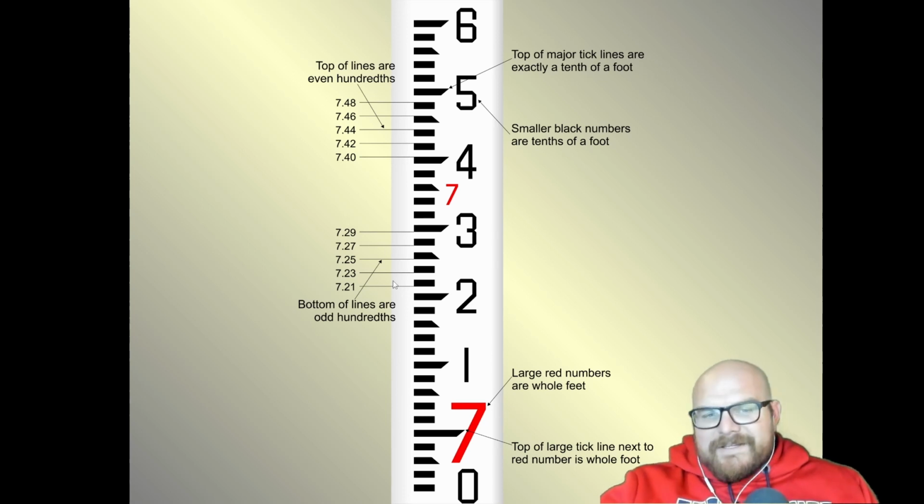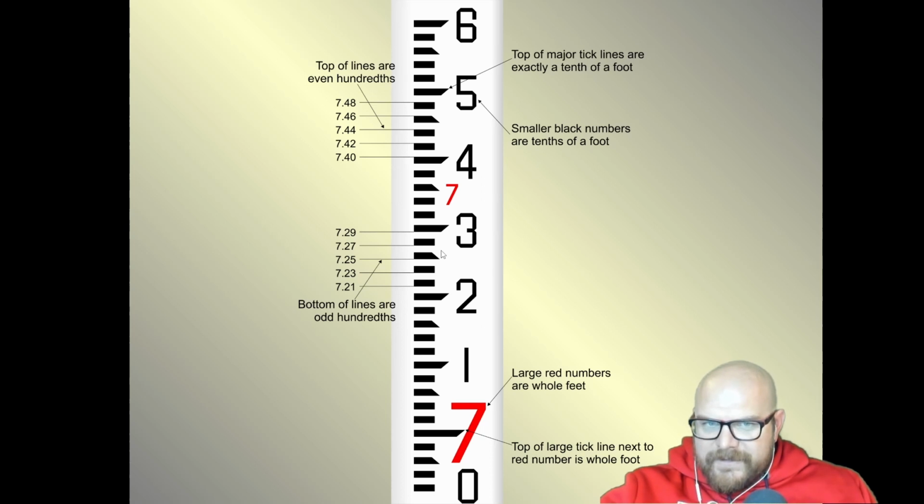We can even step these things down a little bit further. As you can see right here, we have the bottoms of these lines here. And these are going to indicate 1/100th of a foot. Okay. So if we go from this line right here, that's 7.2. Right underneath there, that's 7.21. To the top of that line, 7.22. The bottom of the next one, 7.23. And so on and so forth.